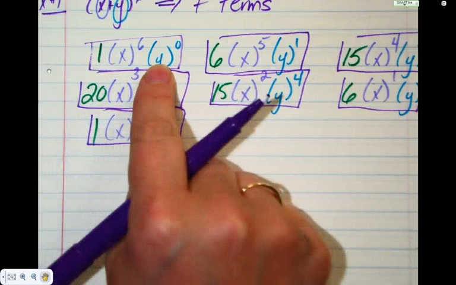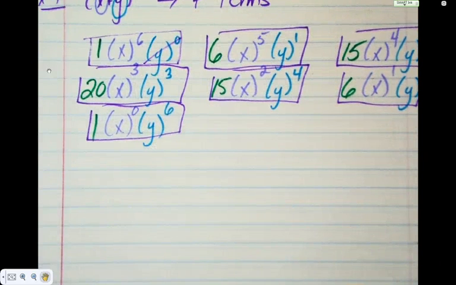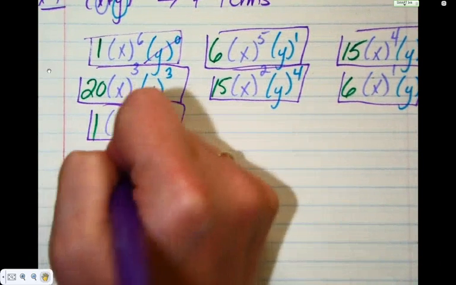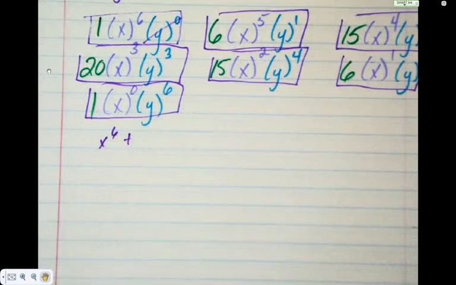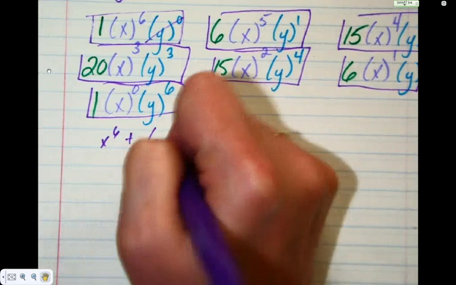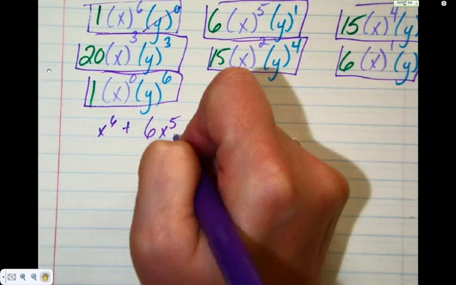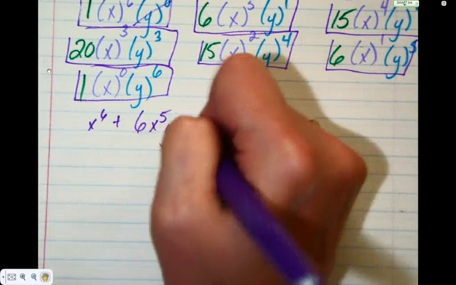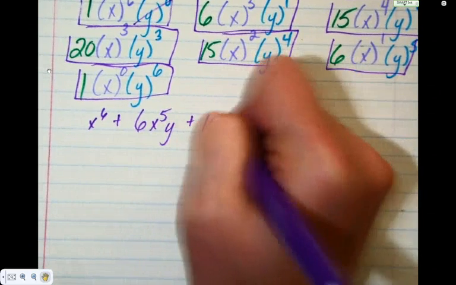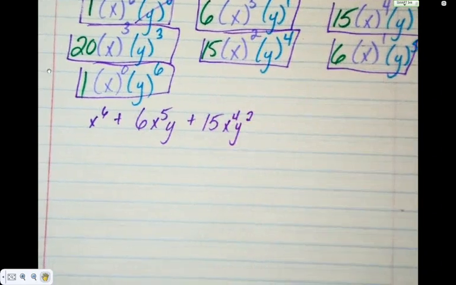x to the 6. Well, y to the 0 is the same as what? 1, so I don't need it. So that whole term, when we simplify it, gives me x to the 6th. Second term, I have 6, x to the 5, and y. And I don't need to write the exponent of 1. We know that it's there. The third term, I have 15. Smush it together, x to the 4, y squared.